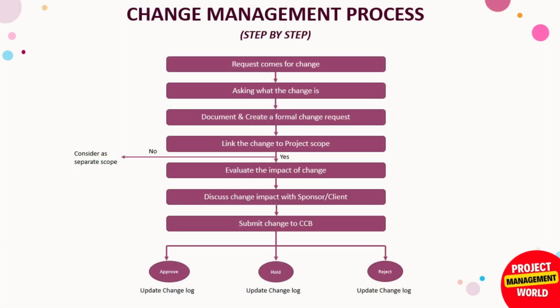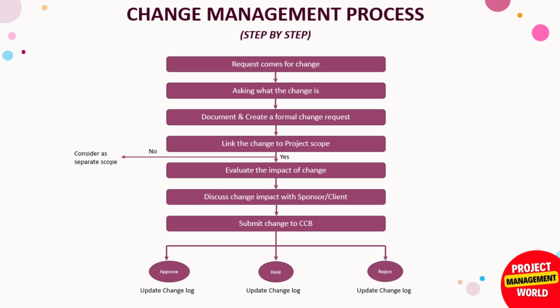Next, we evaluate the impact of the change. Here we see how much it is impacting our cost, schedule or quality, anything. We evaluate and assess those things in this step. We discuss the change impact with the sponsor and client. It means we discuss that internally with the sponsor, and externally with the client. And after discussing, if everything is good, then we proceed and submit the change request to the CCB, the change control board. So this is the final step, where we submit the change request to the CCB.